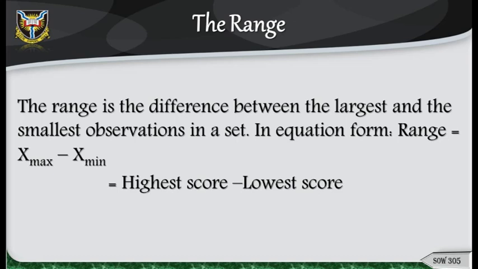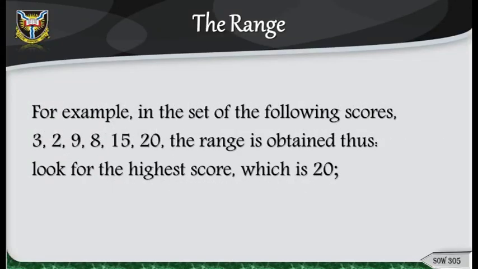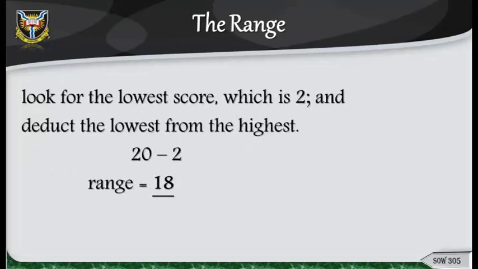However, it is limited in value because it takes care of the highest and lowest values but tells nothing about the variability of the data lying between those two values. For example, in the set of the following scores 3, 2, 9, 8, 15, 20, the range is obtained thus: A. Look for the highest score, which is 20. Look for the lowest score, which is 2, and B. Deduct the lowest from the highest. 20 minus 2, range equals 18.